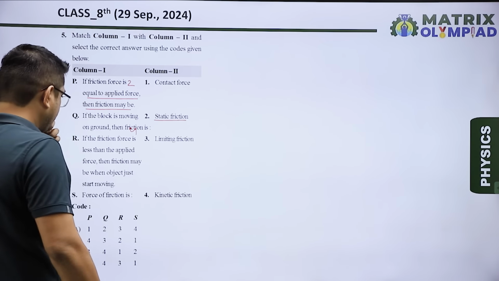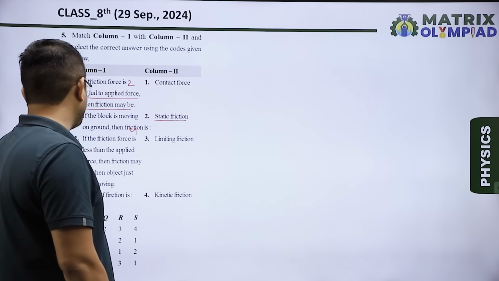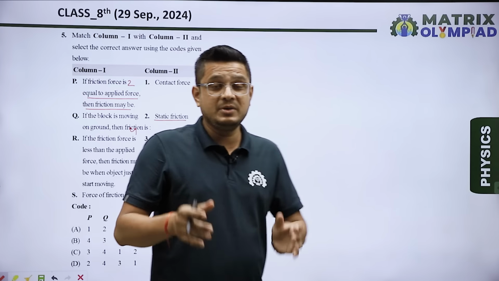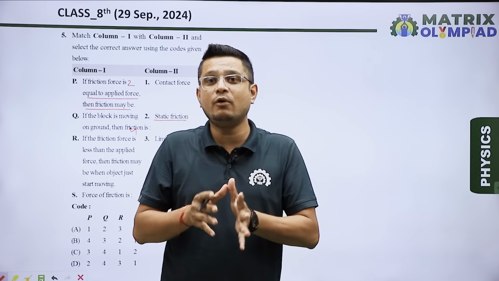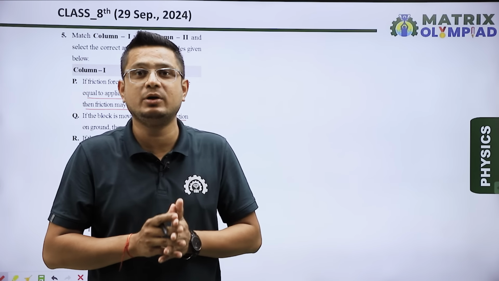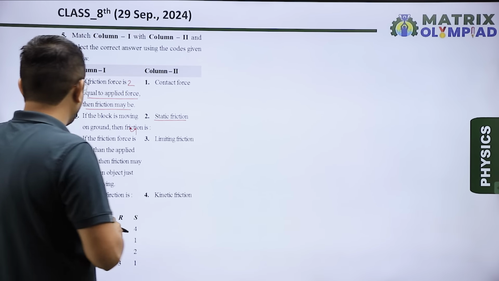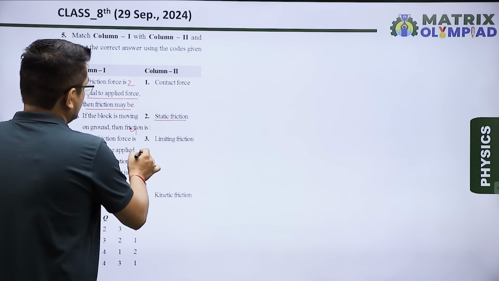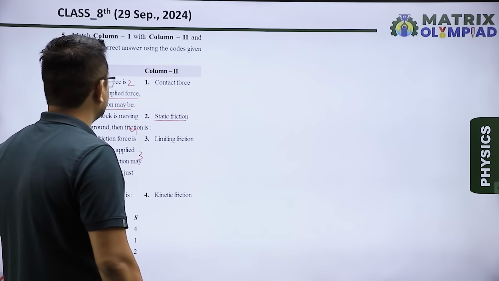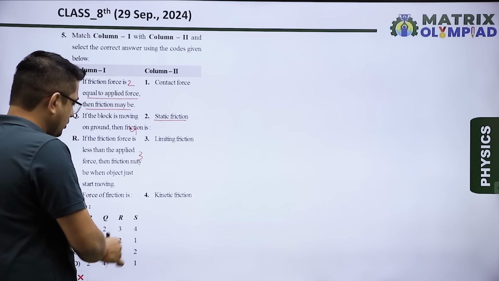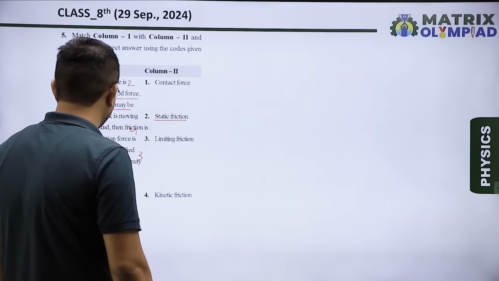If the friction force is less than the applied force, then friction may be when the object just starts moving. When the object is just ready to start its motion, that means the value of static friction will be maximum on it, and the maximum value of static friction is known as limiting friction. So, for R I will write 3. Force of friction, we know that friction force is a contact force. So, for S I will write 1. So, the correct code is 2431.